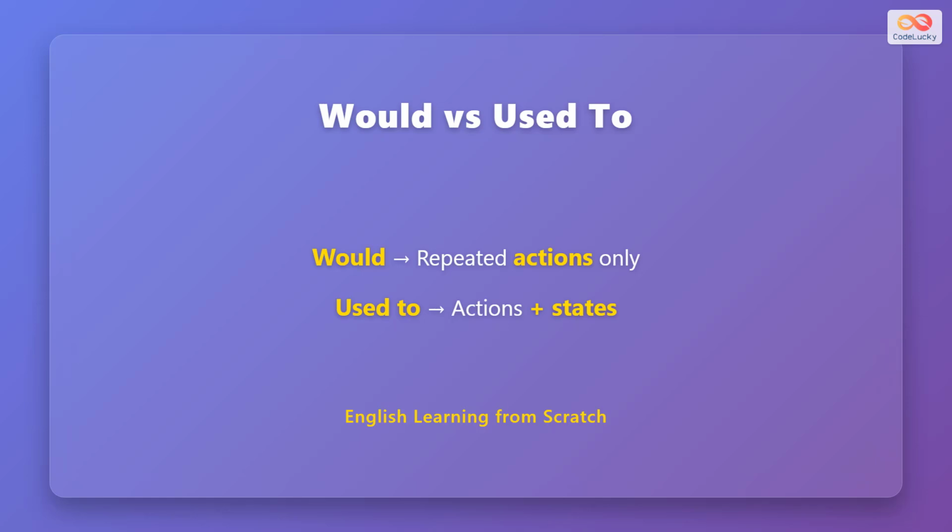Here is the big difference. Would works only for repeated actions. Used to works for repeated actions plus past situations or states. Would cannot describe states. Used to can describe both. My dad would read stories, but I used to be shy. Both correct for different reasons.